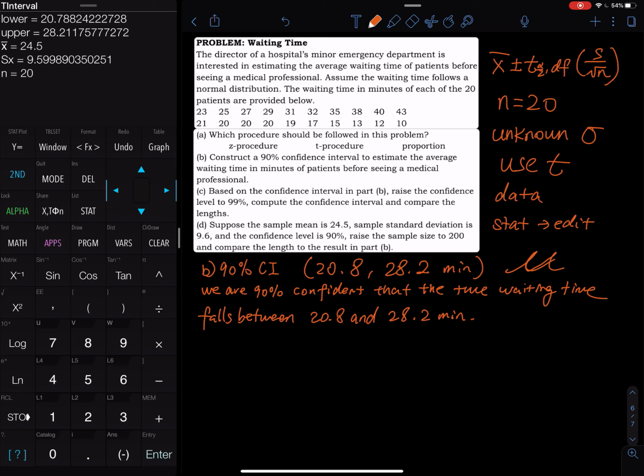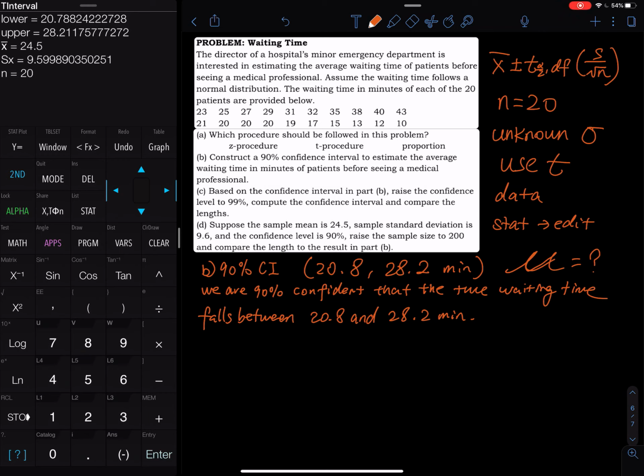We are trying to guess what mu equals. I don't know what mu equals, so I am trying to guess it. What we did was grab a sample from the population and build this confidence interval. Then I can say that I am 90% confident mu is between 20.8 and 28.2. I still don't know what mu equals exactly. All I know is mu is between those two numbers.